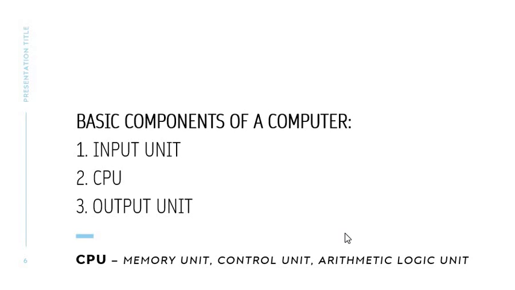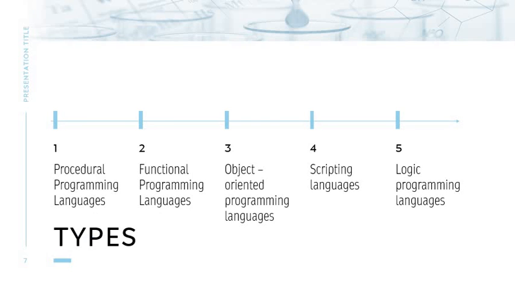What are the basic concepts of a computer? Firstly, if we see, the input unit, next one is CPU, and we'll be using the output unit. What is CPU? It is also called the memory unit. It is also called the control unit. It is also called the arithmetic logic unit.